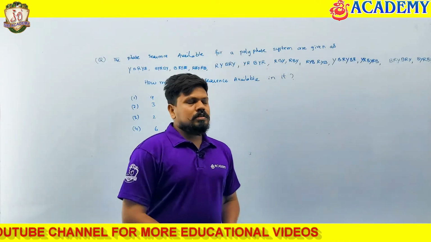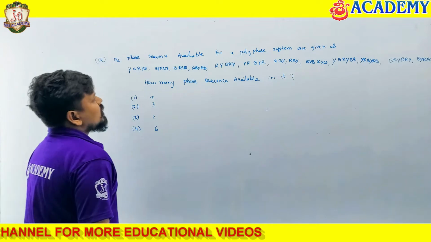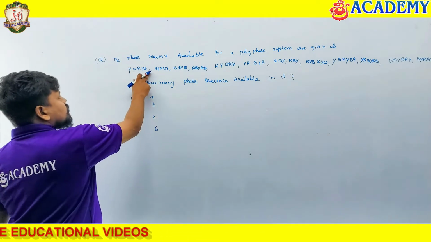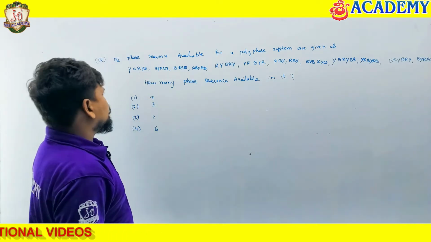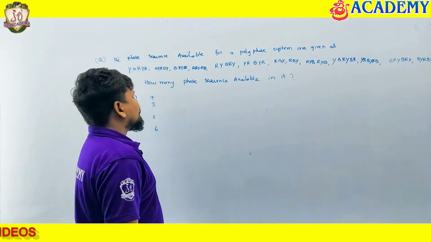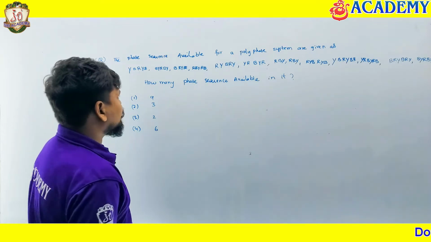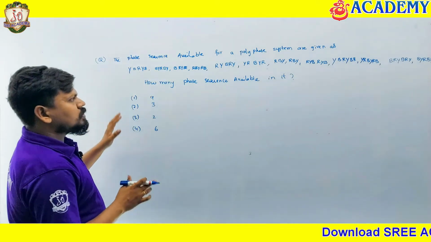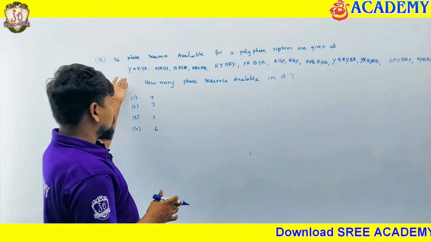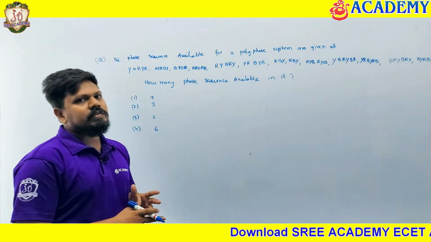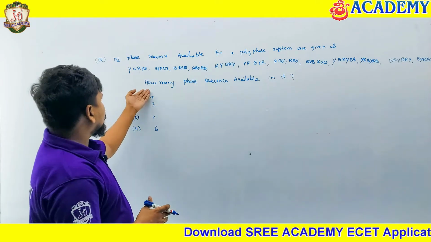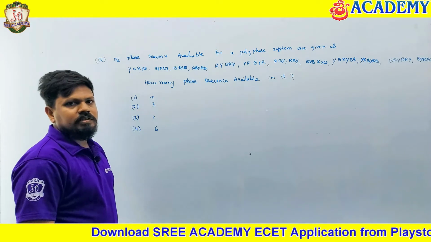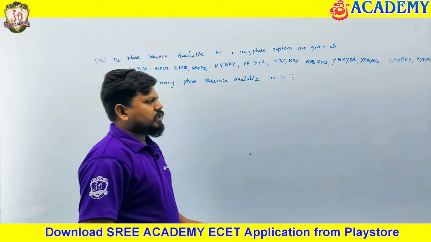The next question is: the phase sequences available for a polyphase system are given as YBR, YBR, BYR, BRY, BR, RBY, RB, like this, so many they have given. Just see how many phases are there from this question directly. Some students, by seeing all these things, will think, okay, how many phase sequences are available in it? Maybe 9 will be there or 6 will be there, like that. So it is not 9, it is not 6.